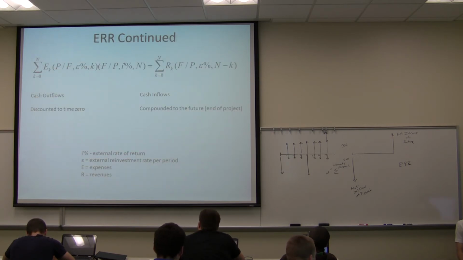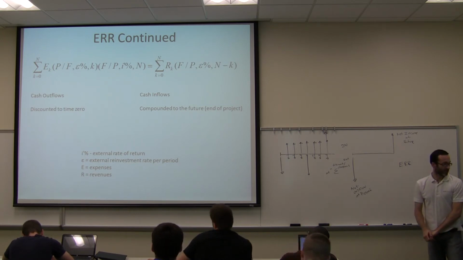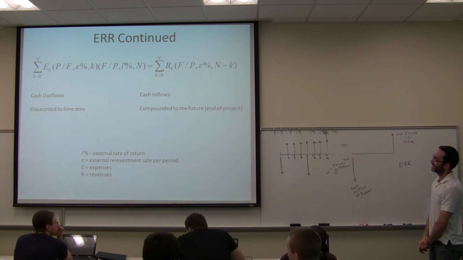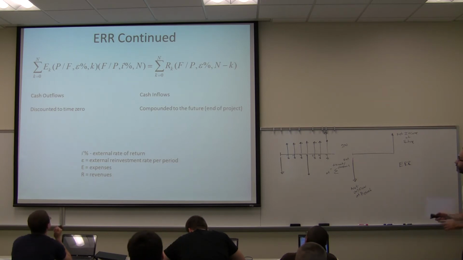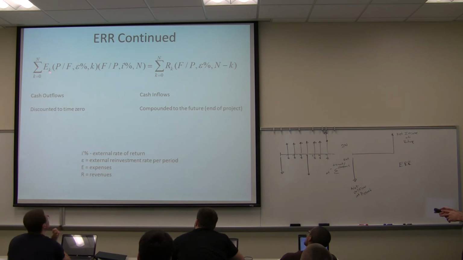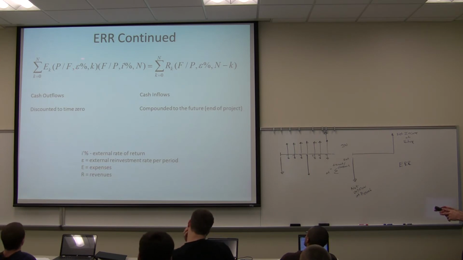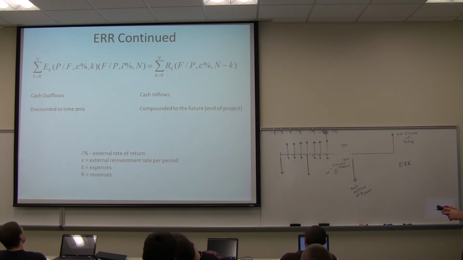So here's a formula that shows how it all fits together. This is how to read this. The sum of all of the expenses, you take all the expenses to the present at the external reinvestment rate. Then the sum of all of that is going to have to equal, when you take all of the revenues to the future, the value at which the unknown external rate of return brings them into balance.